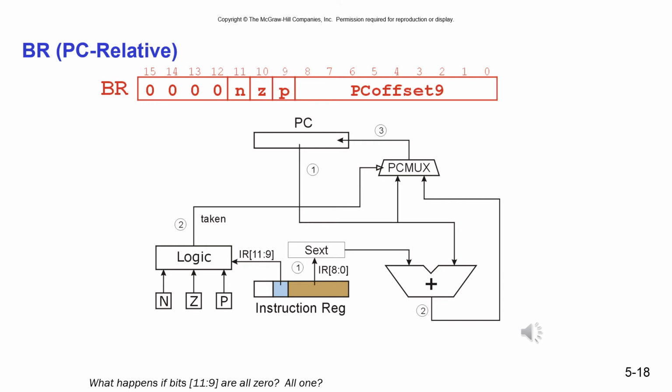And the data flow diagram shows it takes bits 11:9, the NZP condition codes, checks the logic, and determines whether or not it's taken. If it is taken, then it sign extends the offset, adds it to the program counter, and reassigns the program counter. This doesn't move any data, it doesn't do any arithmetic or logic, it just reassigns the program counter, thus causing a branch or a jump or a nonlinear flow of control.